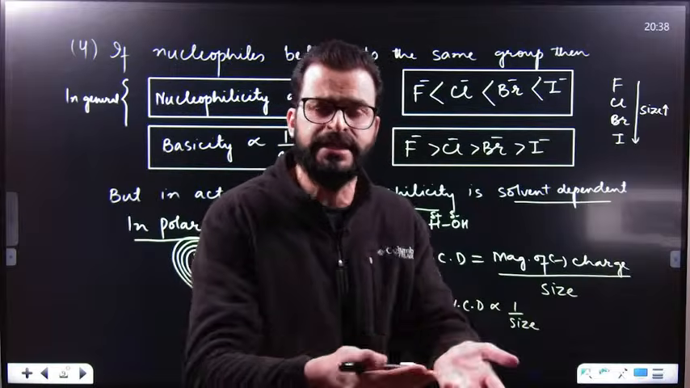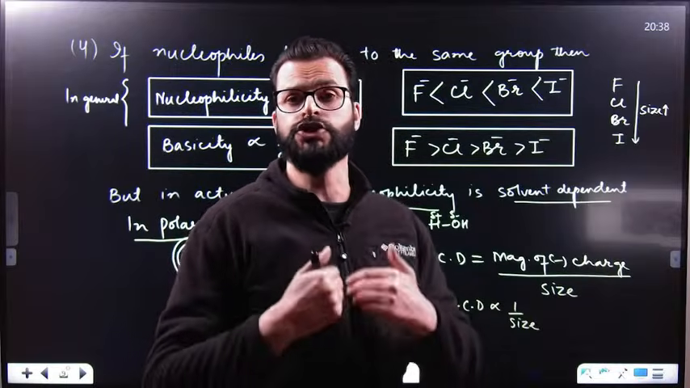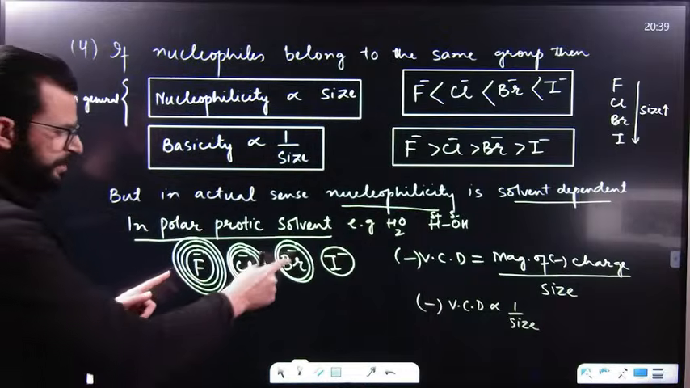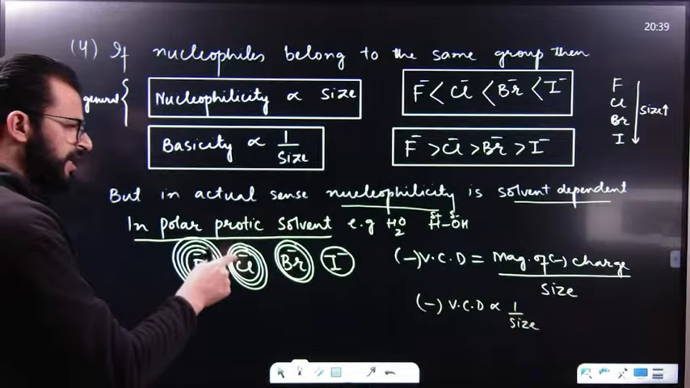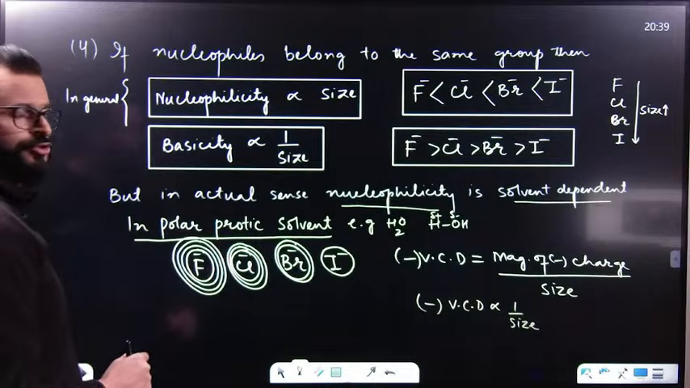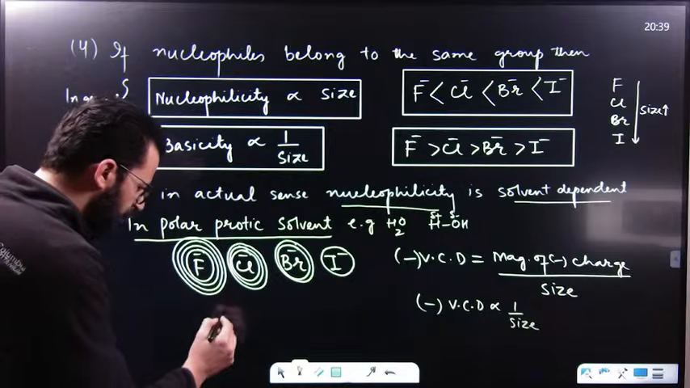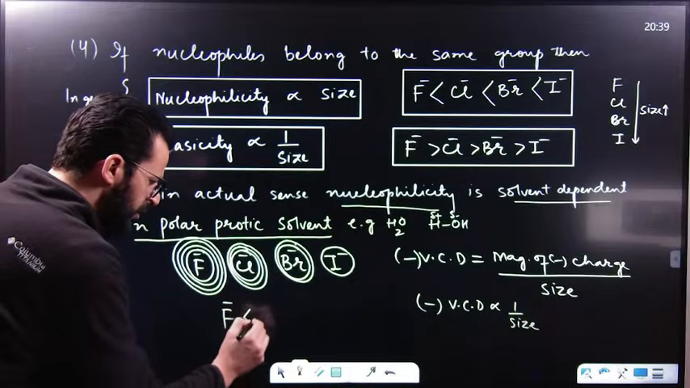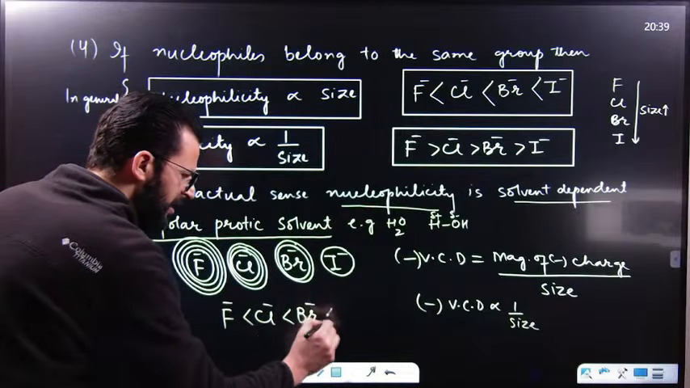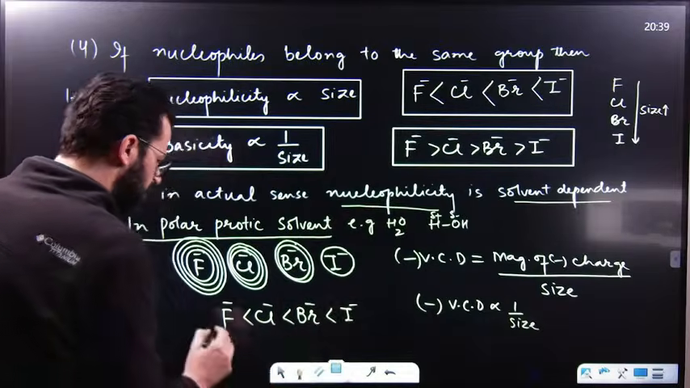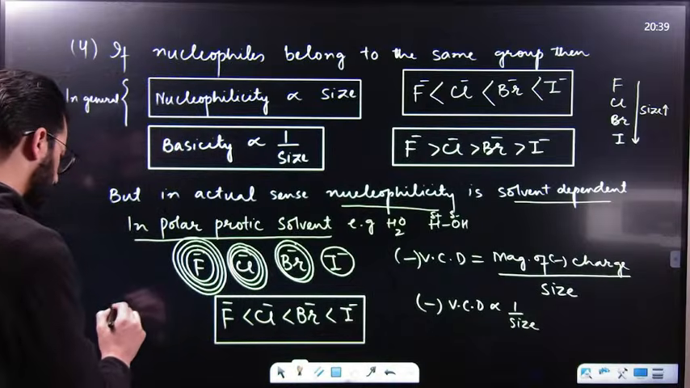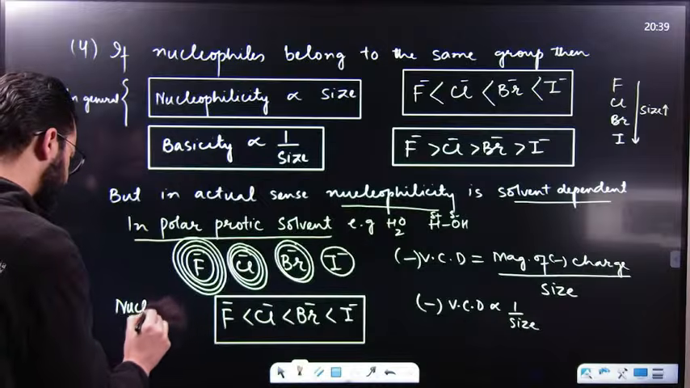It can donate its electron pair to the electron deficient site of the substrate more easily as compared to Br minus. Br minus can donate its electrons more easily as compared to Cl minus, and Cl minus can donate its electrons more easily than F minus. So can I say the nucleophilicity order will be like this: F minus, Cl minus, Br minus, and the strongest nucleophile will be I minus. So this is the nucleophilicity order.